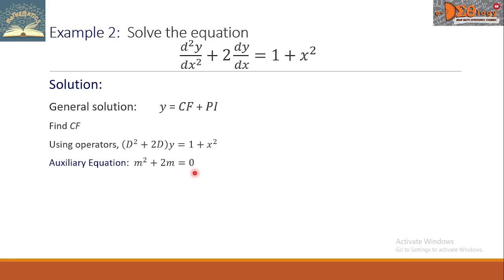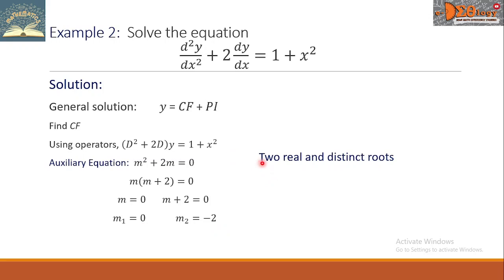Let us solve for m. We factor out m, and that is m times the quantity m plus 2 equals 0. We equate each factor to 0. We have now m equals 0 and m plus 2 equals 0. So two values for m will be m sub 1 equals 0, m sub 2 equals negative 2. So we have here two real and distinct roots.